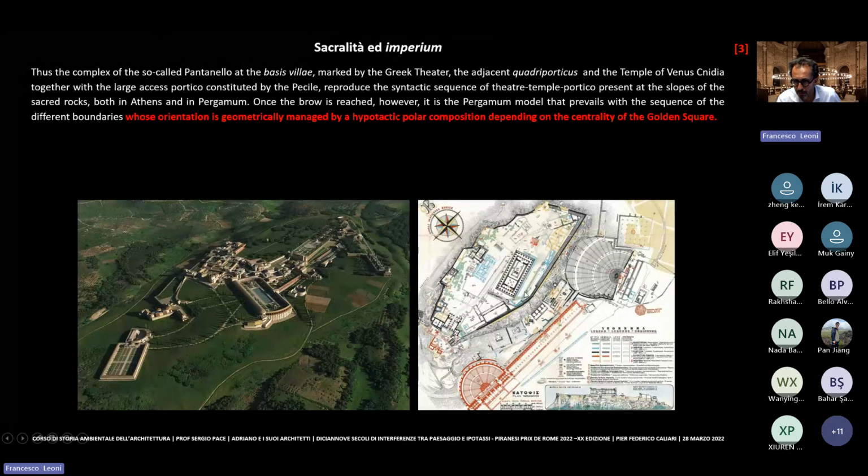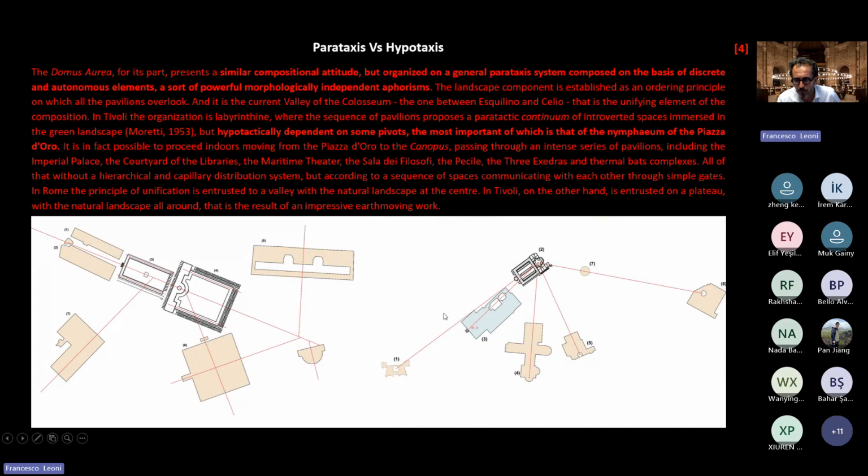The same can be said for the Acropolis of Athens. Here you can see the two theaters, a large stoa that lets you enter a place full of temples, and all of the temples are managed by another kind of composition.